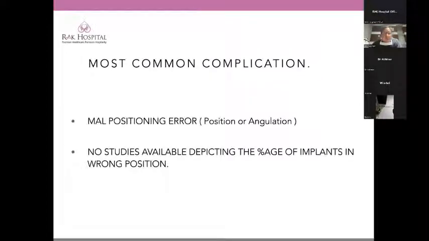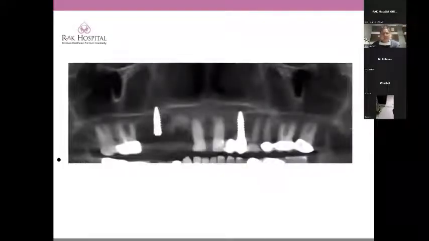The most common complication, as I told you, is malpositioning error. That means you have positioned or angled the implant in a wrong position. So when we are doing CBCT planning, when we are doing computer-guided surgery planning, we are avoiding all these completely. Now you see this is a 2D image.